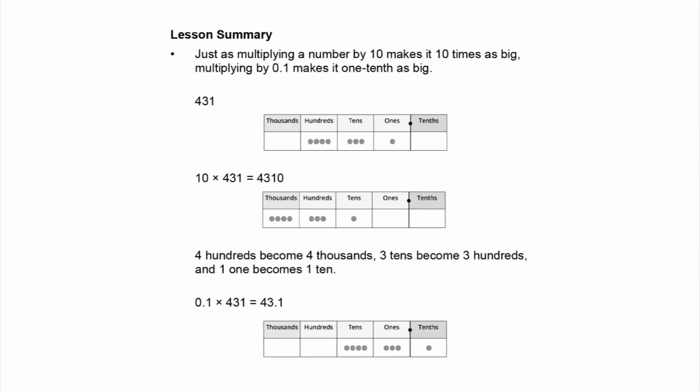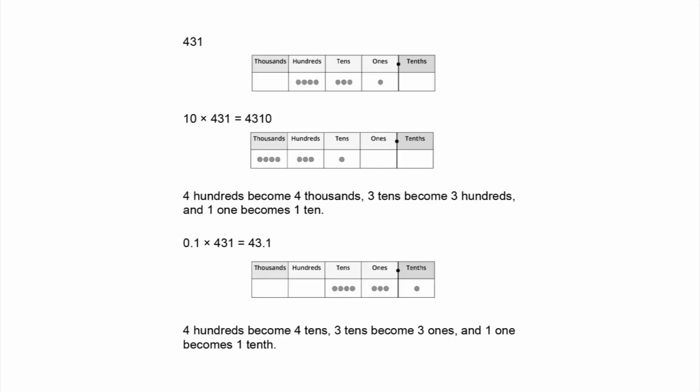Now, when we multiply by 0.1 or by 1/10, everything shifts the other way. Another way of thinking about it is if we take 0.1 times 431, remember the decimal place is currently sitting at the end there, and if we multiply by 0.1, we take that 431 and we just move the decimal place 1 position to the left. So 4 hundreds become 4 tens, 3 tens become 3 ones, and 1 one becomes 1/10.